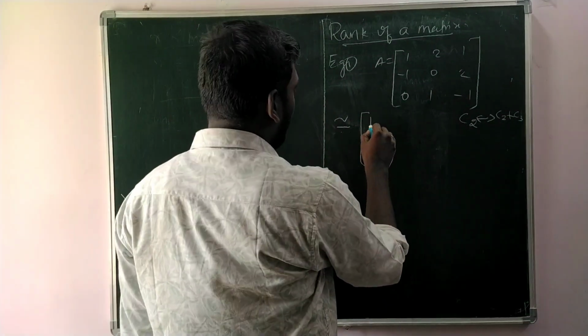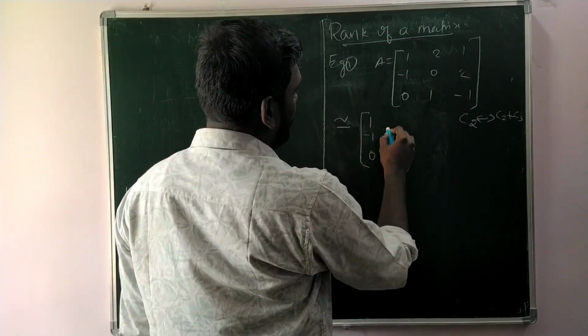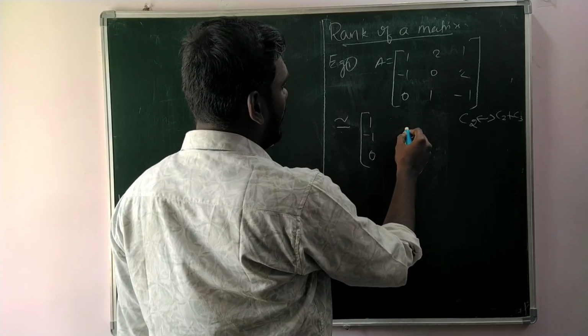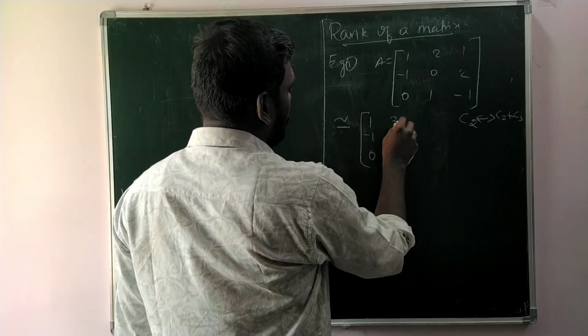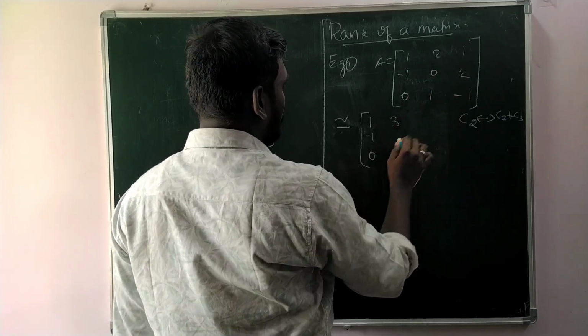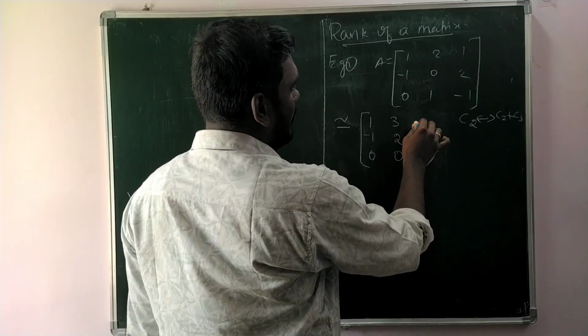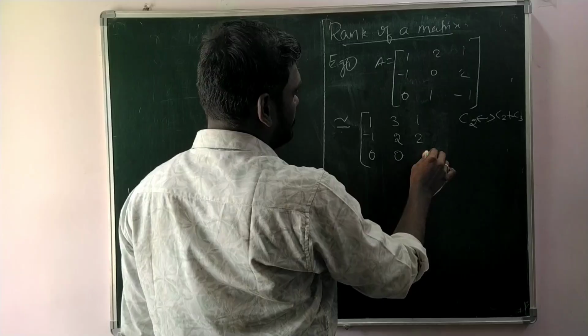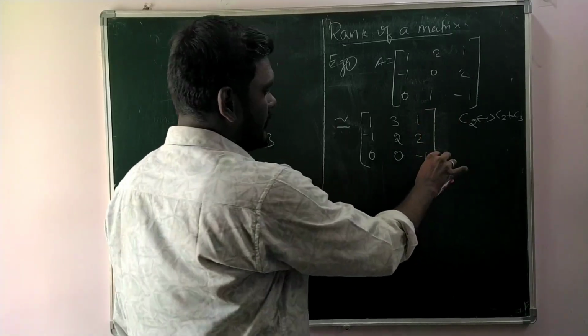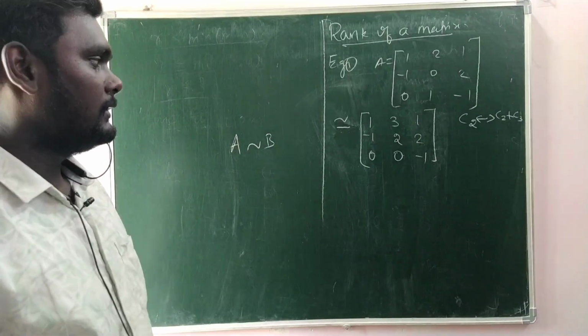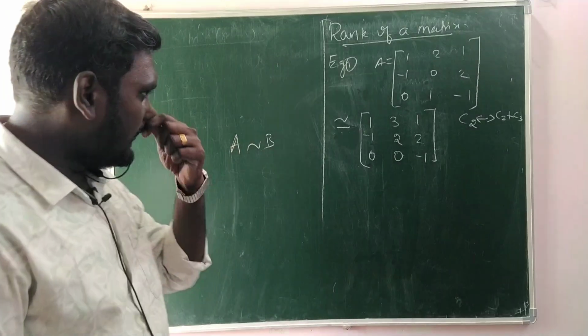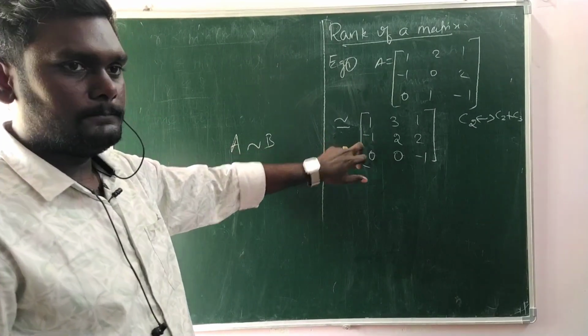Now, the first column I can write as it is. And the second column I am going to rewrite by adding these two. So that is 2 plus 1, 3, 0 plus 2, 2, 1 minus 1, 0. And we get the third column as it is. It is not changed, right? Only the second column changed. So we got 2 zeros. Next we will try to get 1 more 0 here.